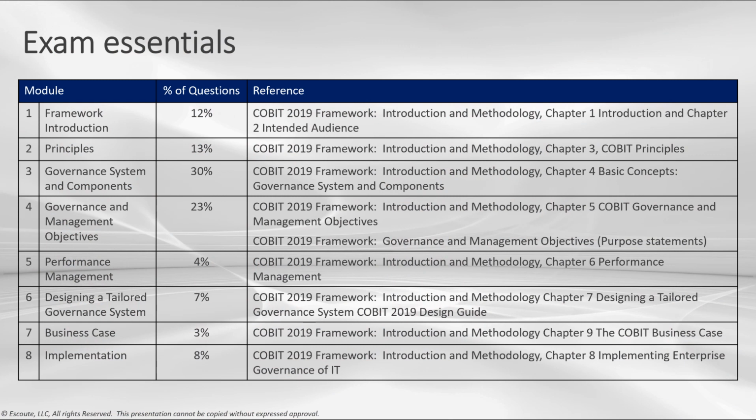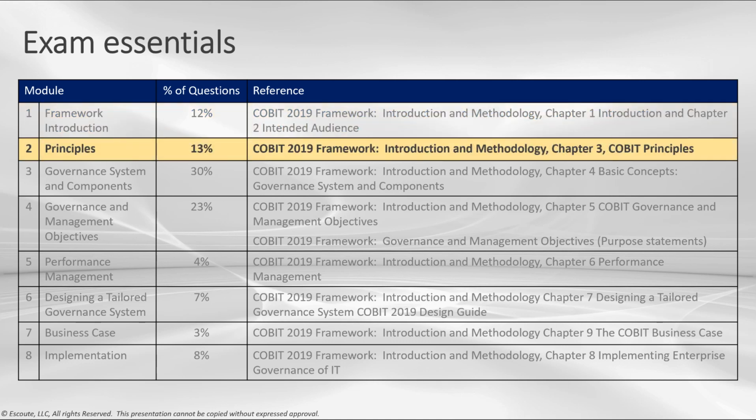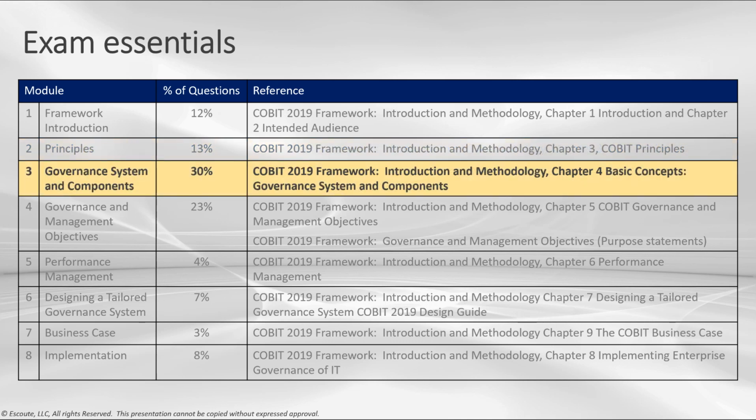As we saw earlier, there are 8 domains. Now here's what you need to know about those domains and how the exam is going to throw those at you. First one, Framework Introduction. About 12% of the questions, you'll see the reference that comes right from what we call the COBIT 2019 Framework Introduction and Methodology, Chapter 1 and Chapter 2. The principles are about 13%. These are framework principles and governance system principles. That also comes from the Introduction and Methodology, Chapter 3. Here's a big one, governance system and components, 30% of this exam. You'll find that information in the Introduction and Methodology publication, Chapter 4.